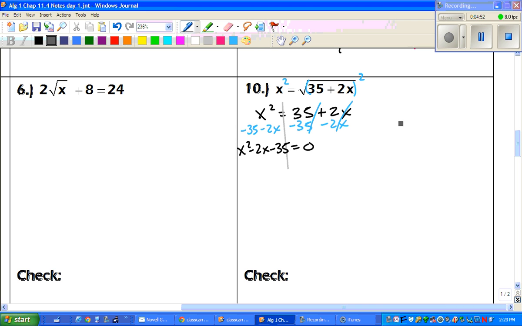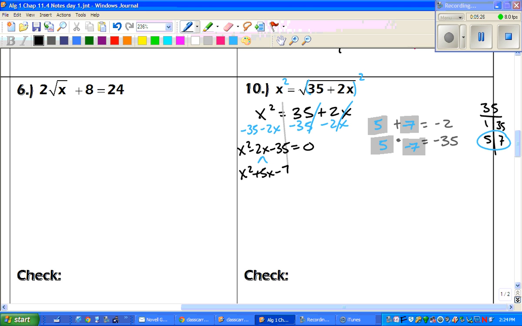So now we want numbers that add up to get to negative 2 and multiply to get to negative 35. If you need to write the factors of 35 down, 1 and 35, 5 and 7. Since it's a negative 2, the 7 needs to be negative. And then we just go through and factor, which you guys should be able to do. I want you to pause the video, finish factoring, and then we'll move on to the check.